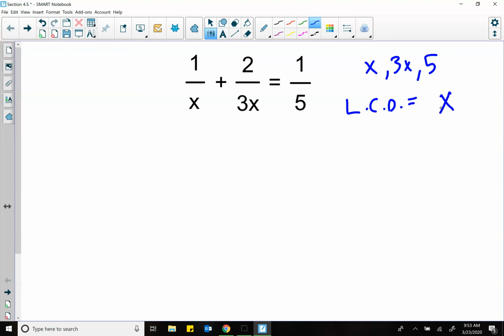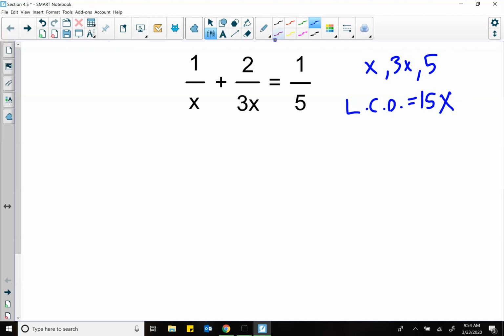So my first denominator is x. And does x cover 3x? Well, the x covers the x part, but it doesn't cover the 3. So we'll modify. We'll put a 3 in front. Okay, so 3x definitely covers 3x, and 3x definitely covers x. But does 3x cover the 5? No. So I need a number that is made up of both 3 and 5, and that number will be 15. So 15x is the LCD that covers all three of those.